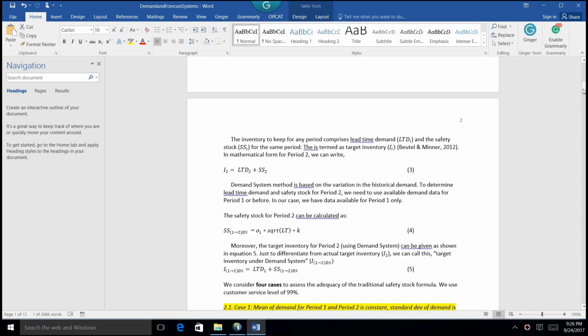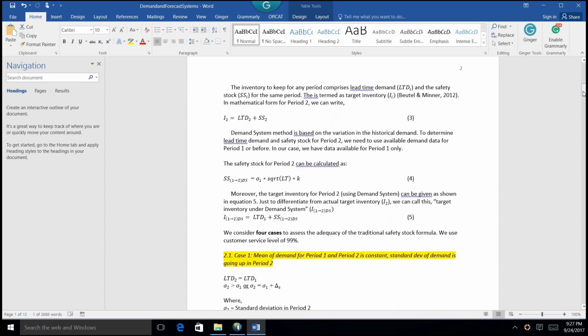So you have to calculate safety stock well ahead of time so that you can plan and place orders to your suppliers, because they have their lead time as well. If you try to calculate safety stock for the same period, that might be too late for you. So we have to make some room when we calculate safety stock.